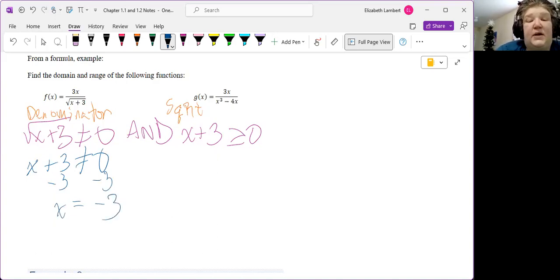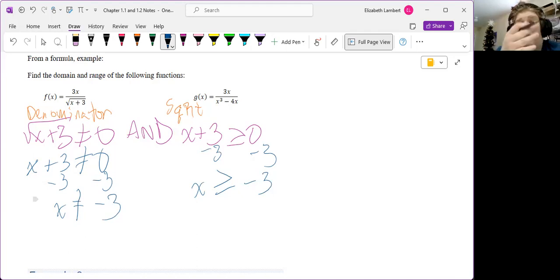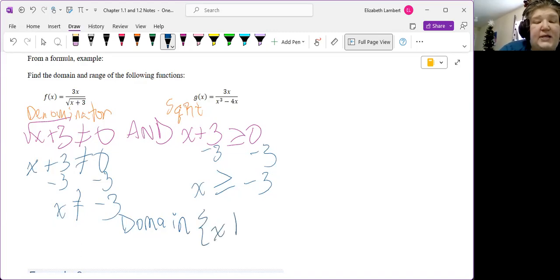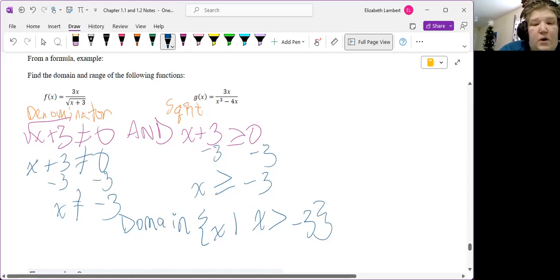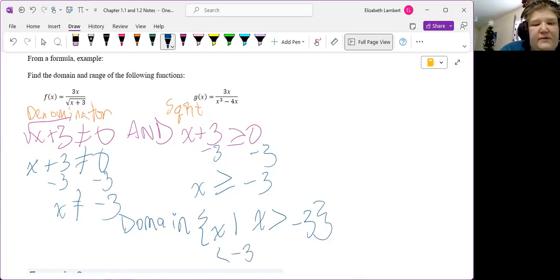All right, and then over here, same thing. We just move the minus 3. So x is greater than or equal to negative 3. But x cannot be negative 3. So our domain is everything from negative 3 and bigger. So the set of all x such that x is strictly greater than negative 3. Or in interval notation, we would say from negative 3 with a parenthesis to infinity with a parenthesis.